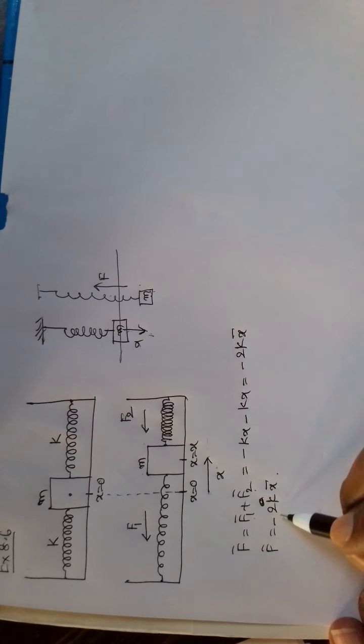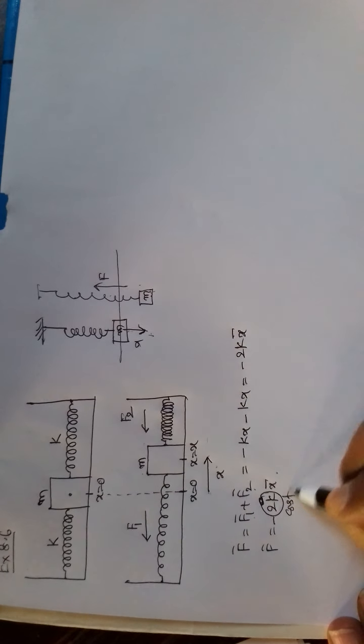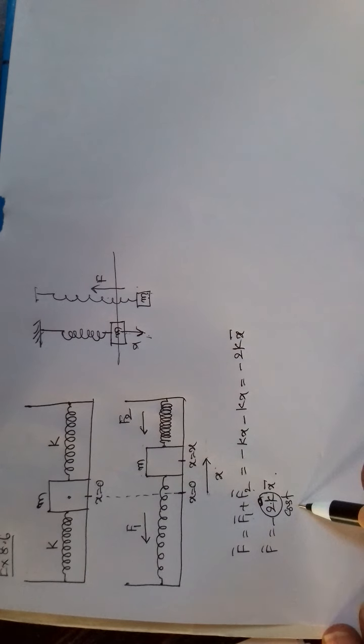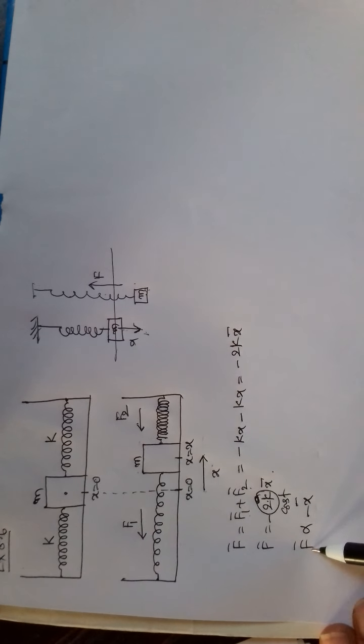See here F is equal to minus 2k. So this is a constant. So taking this as proportionality constant, you can write F directly proportional to minus x. It means force is directly proportional to displacement. Force and displacement are oppositely directed.